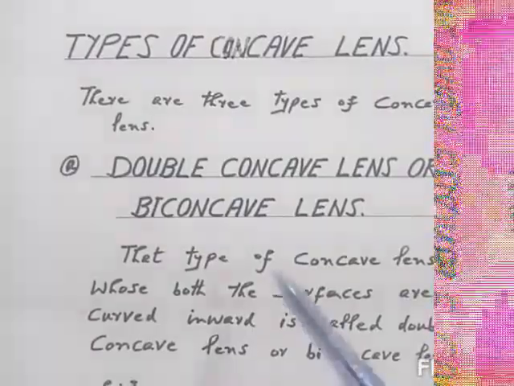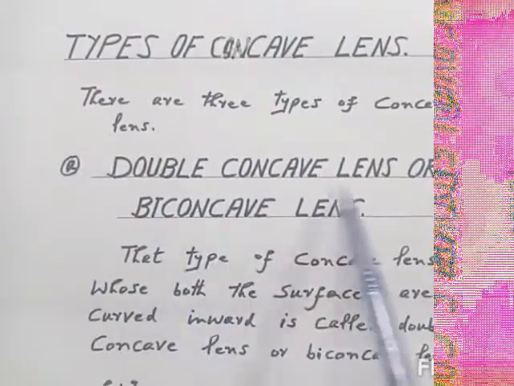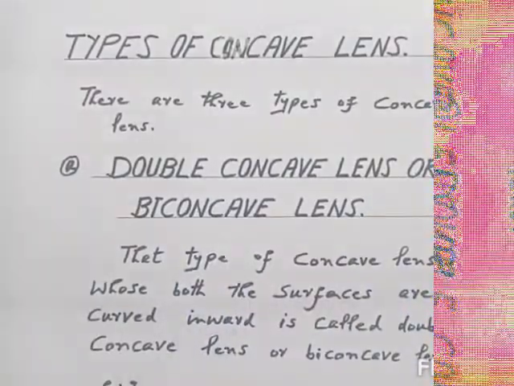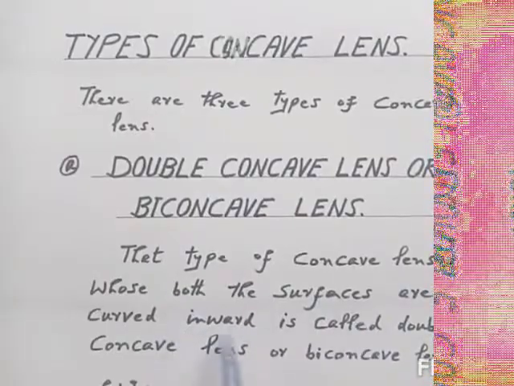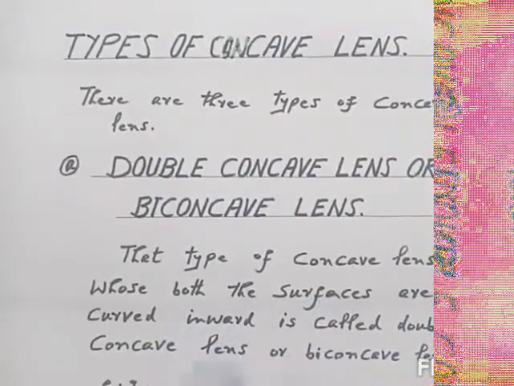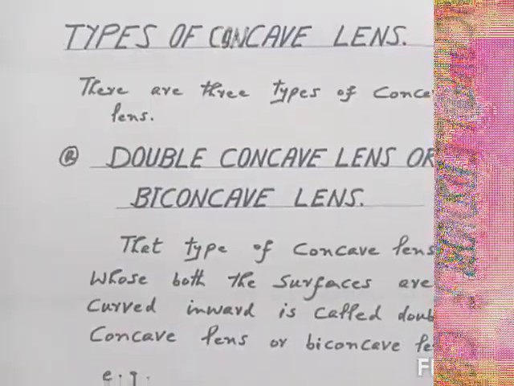Now types of concave lens. There are three types of concave lens. That is double concave lens or biconcave lens. That type of concave lens whose both the surfaces are curved inward is called double concave lens or biconcave lens. We can show this by the diagram.